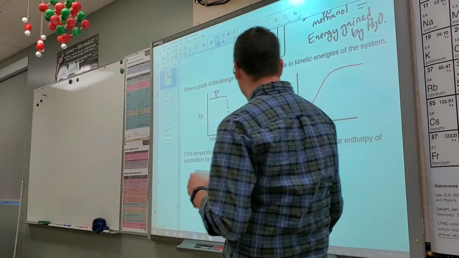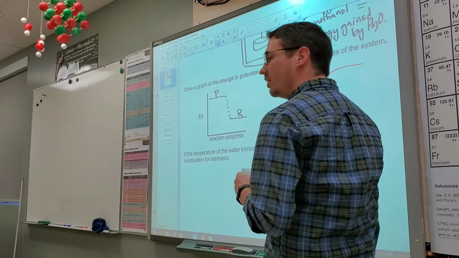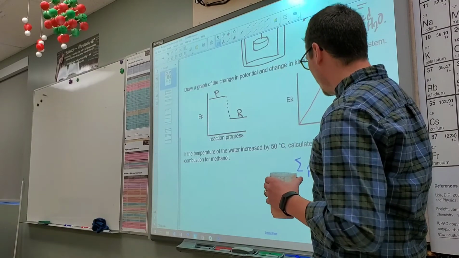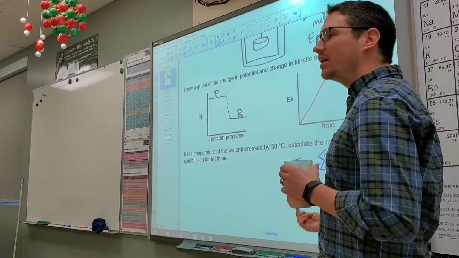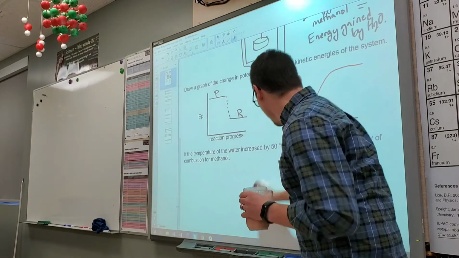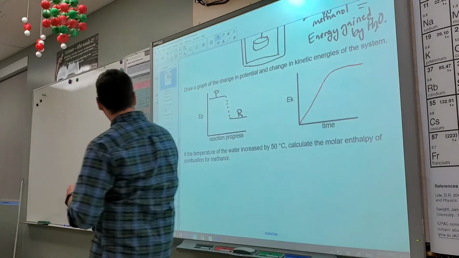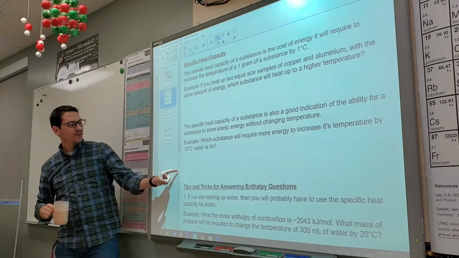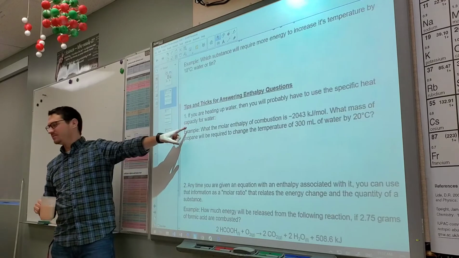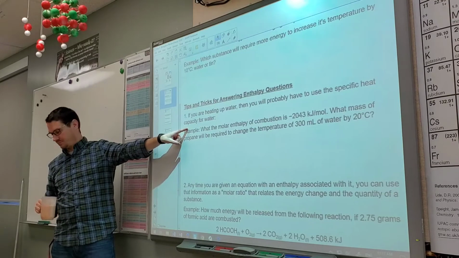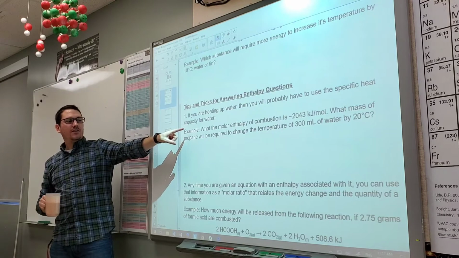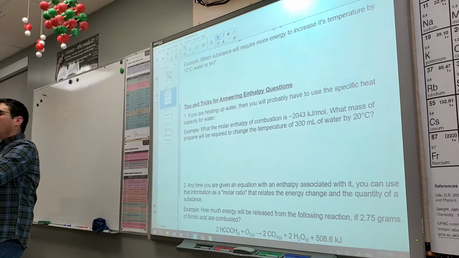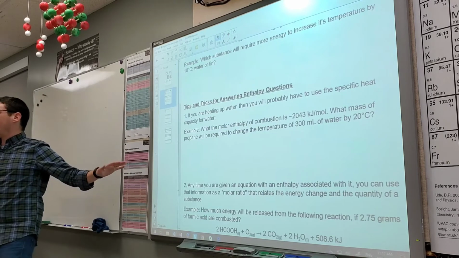Well, we can't do products minus reactants because we're not being given a reaction right now. But there's a bigger point going on here. Let's read tips and tricks number 1: specific heat capacity of water. If you're heating up, at the moment you see water's changing temperature, you should immediately look at the specific heat capacity of water.